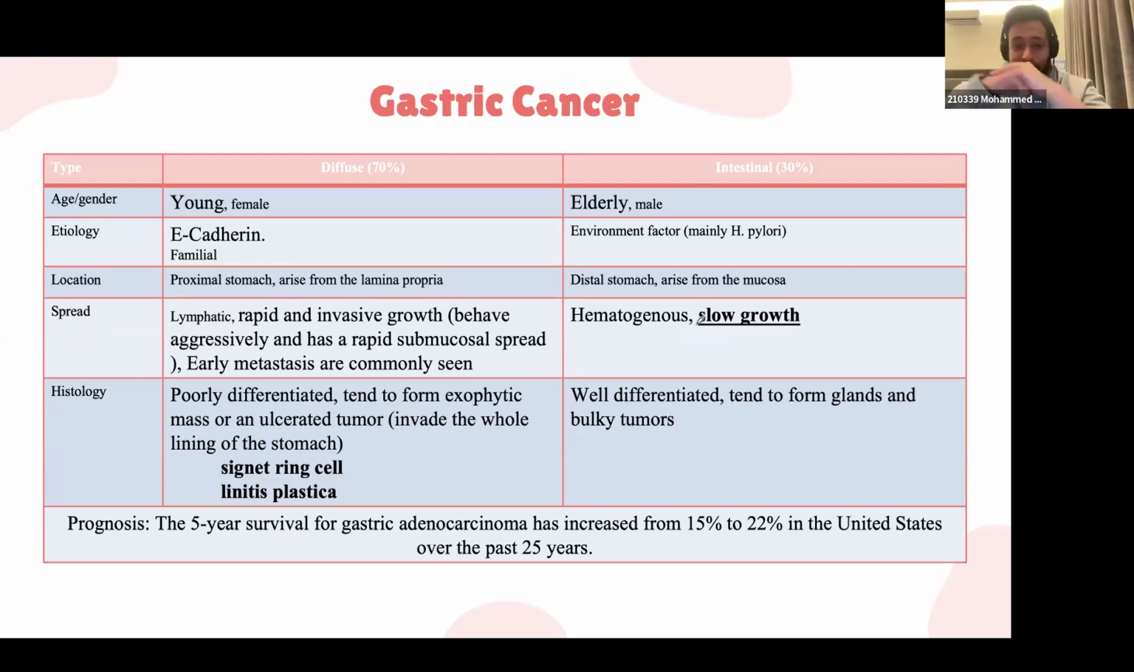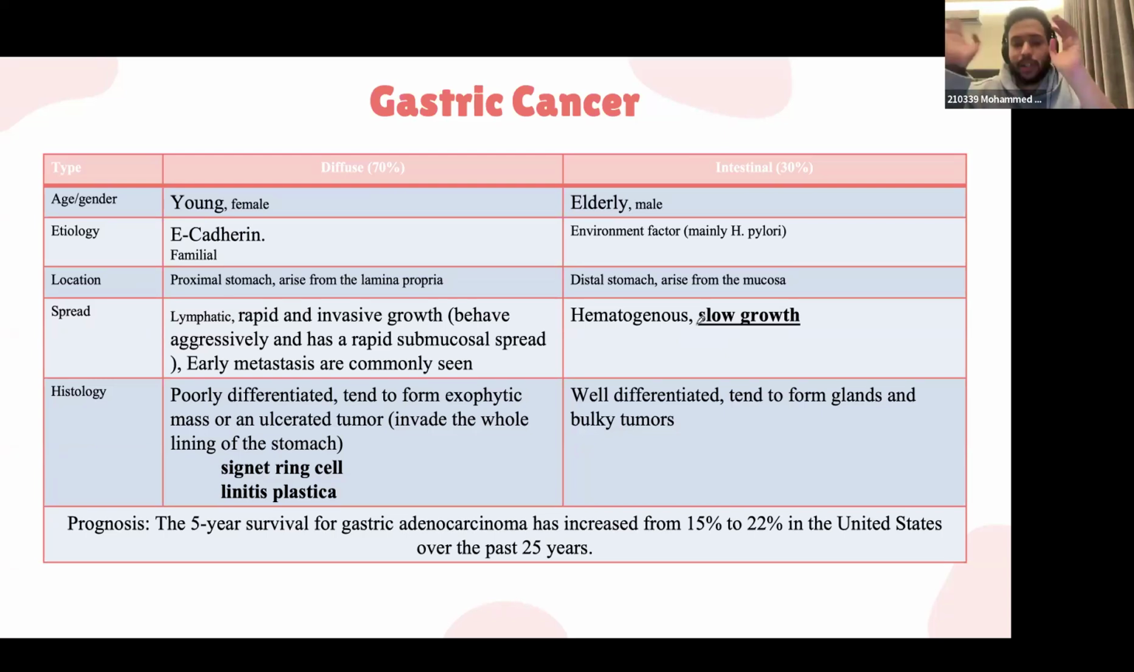E-cadherin, okay? So that's that. It's most likely going to be in the proximal stomach, and it rapidly spreads. Histology, we'll get to that later. Intestinal type is usually in elderly males, and it's related to environmental factors, the main thing being H. pylori. Other causes are, for example, smoking. In Asian populations, we have high amounts of smoked foods, so this has nitrosamines. This can cause intestinal type gastric cancer, and it presents as an ulcer.